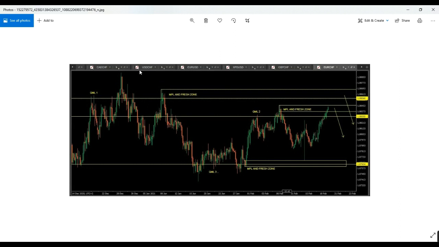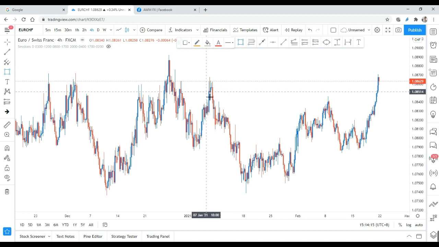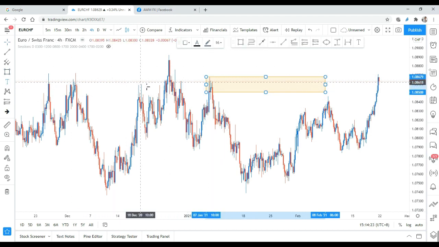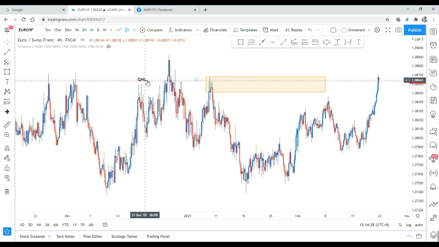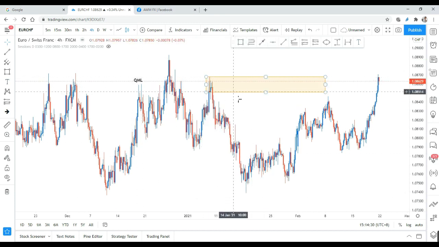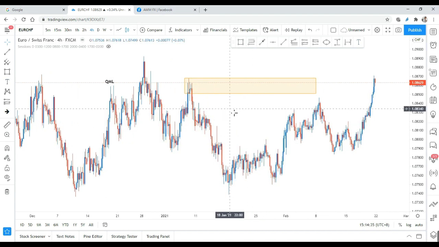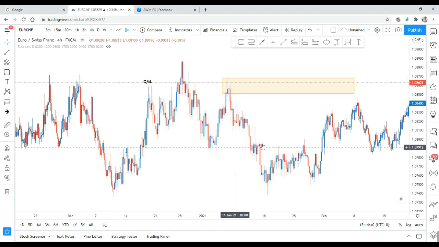Okay, so first of all, let's look at the first QML. All right, so let's get back to our chart. What he meant was, is this the fresh zone for the re-entry? All right, this is the first QML, something like this. So I would say that what he did is actually wrong. How do I know it is wrong? Okay, let's look into details.